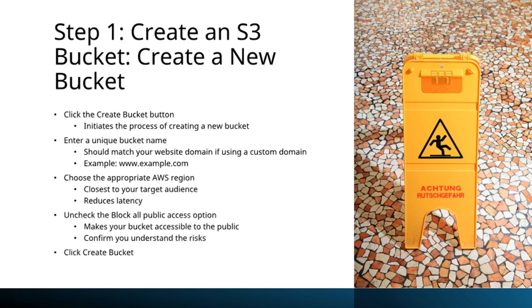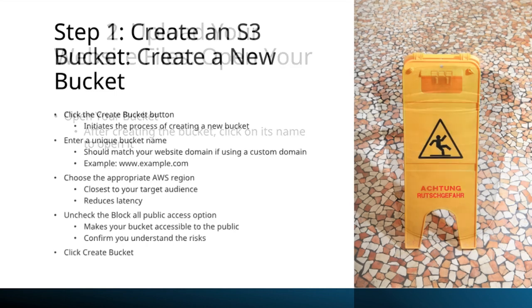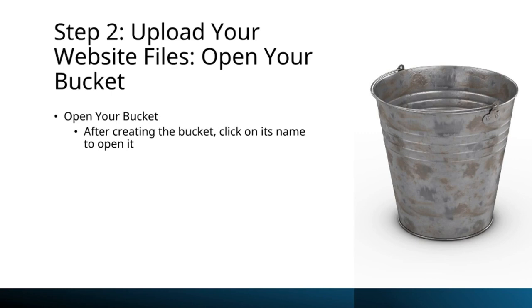Enter a unique bucket name. It should match your website domain if you're using a custom domain, for example, www.example.com. Choose the appropriate AWS region that is closest to your target audience to reduce latency. Uncheck the Block All Public Access option to make your bucket accessible to the public. Confirm you understand the risks of allowing public access. Click Create Bucket. To open your bucket, simply click on its name after creating it.